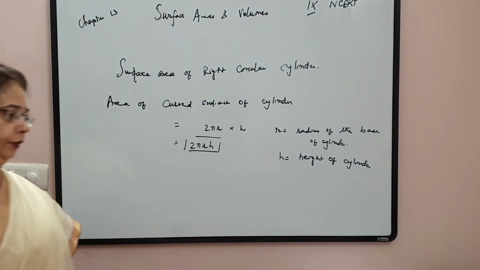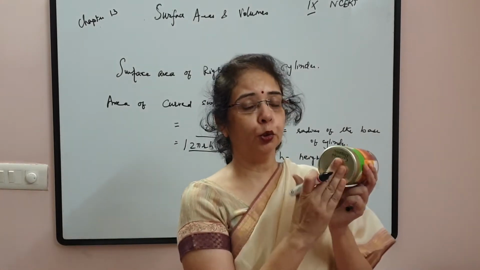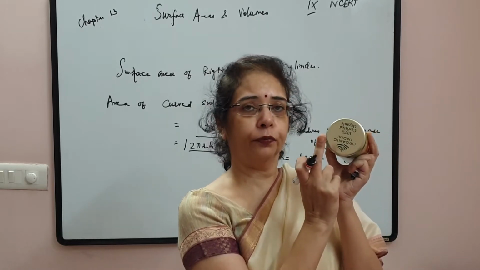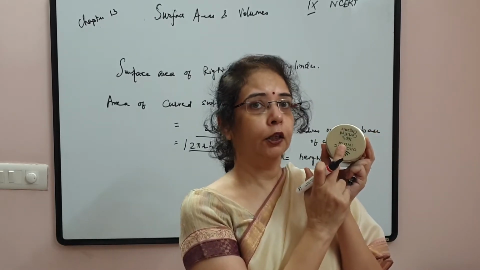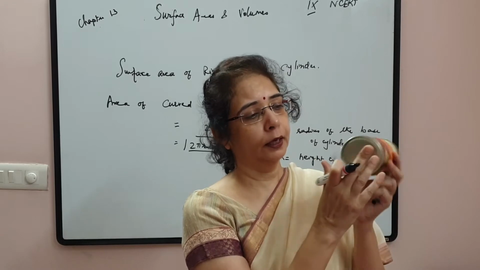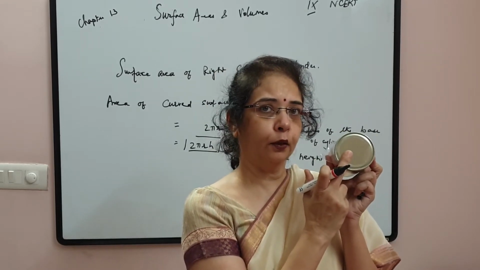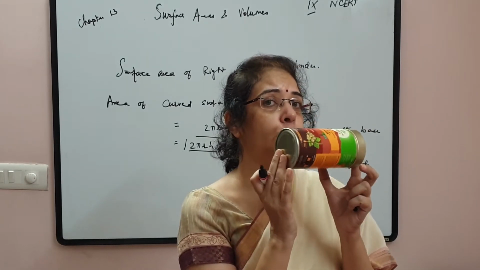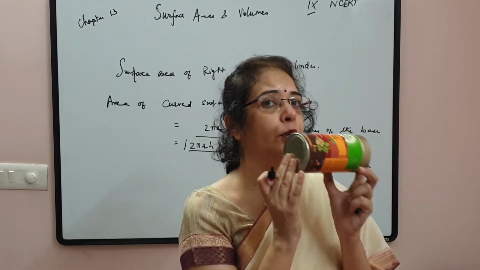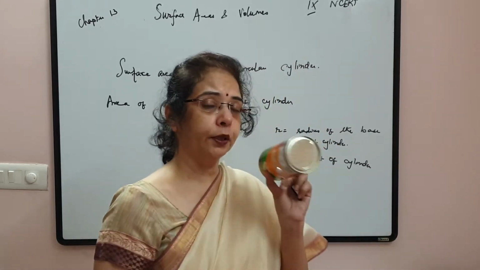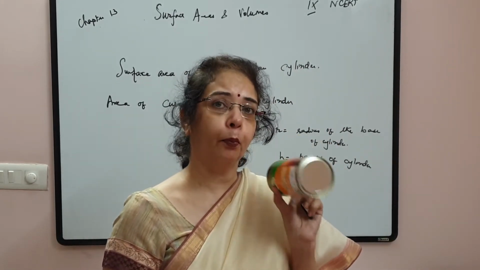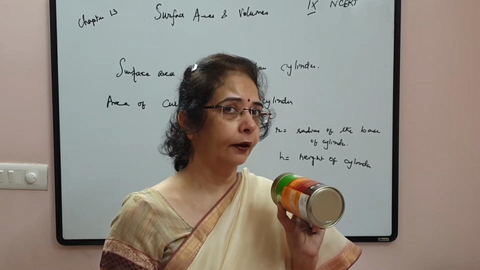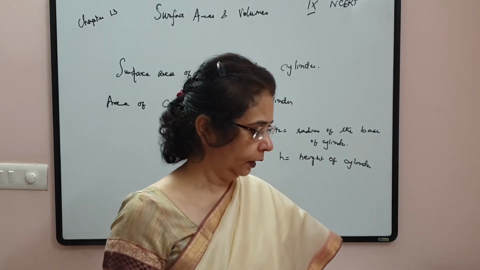Now, what is the surface area of these two circles? Radius is r. What is the area of this circle? It is pi r square. What is the area of this circle? Another pi r square. Then what is the area of the two circles? It is 2 pi r square. Okay. And these two circles represent the top and the bottom of the cylinder. So what is the area of the top and the bottom of the cylinder? It is 2 pi r square. Okay.